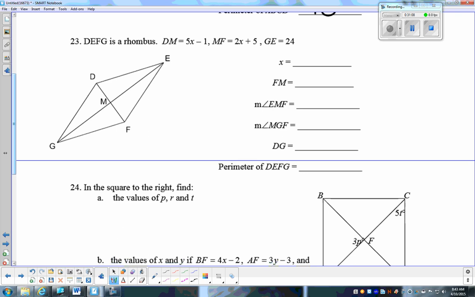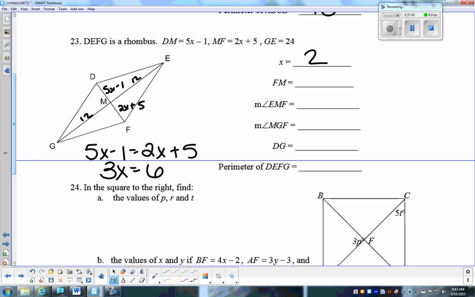DEFG is a rhombus. DM is 5x minus 1. MF is 2x plus 5. And GE is 24. Since GE is 24, I know GM is 12 and EM is 12. So to find x, I know that DM and MF are congruent, so I set 5x minus 1 equal to 2x plus 5. So I get 3x equals 6, so x is 2.